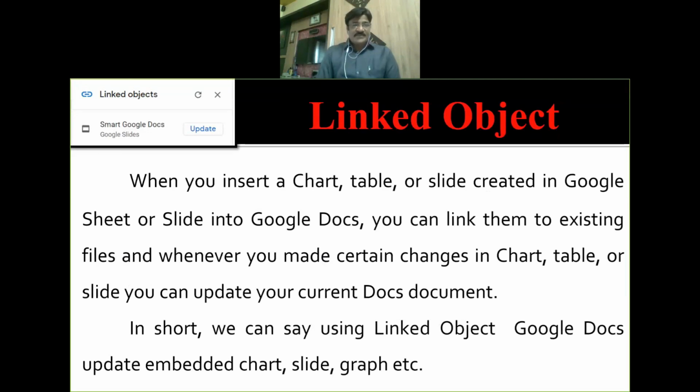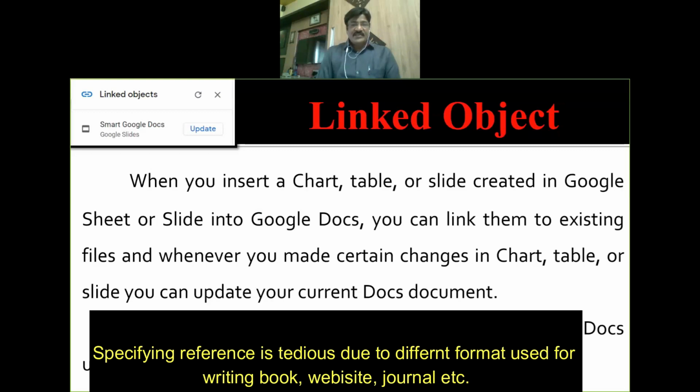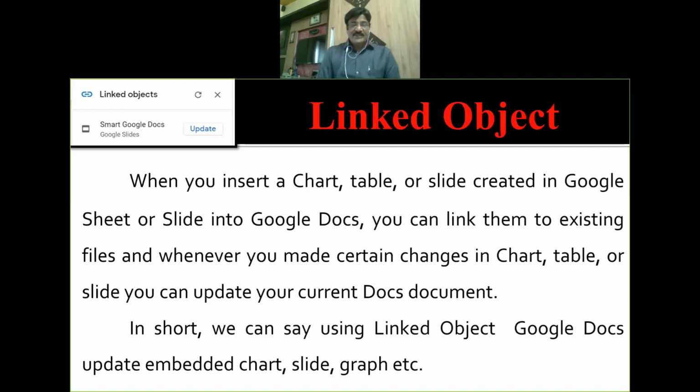And what is link object? It is very useful to all those people who work with multiple tools. For example, when you insert a chart, table, or slide created in Google Sheet or Slides into Google Doc, you can link them to an existing file, and whenever you make certain changes in the chart, table, or slide, you can update them in your current document. Later on, if you make certain changes in the Google Slide, those changes can be updated in the Google Doc. It means we don't need to cut, copy, and paste once again. So in short, using link object, Google Doc updates the embedded chart, slide, graph, etc.